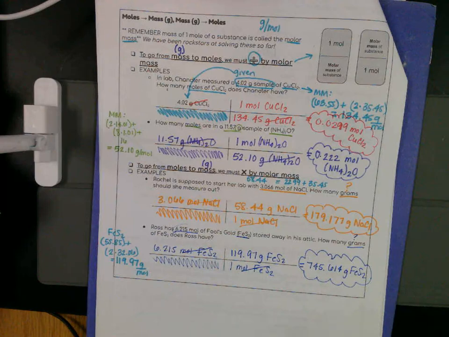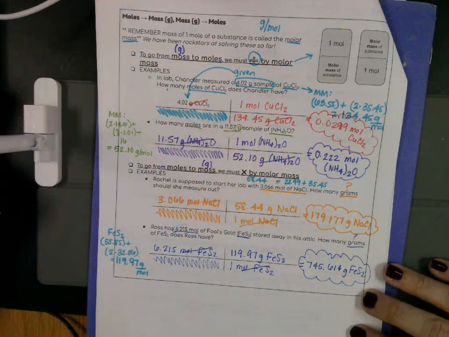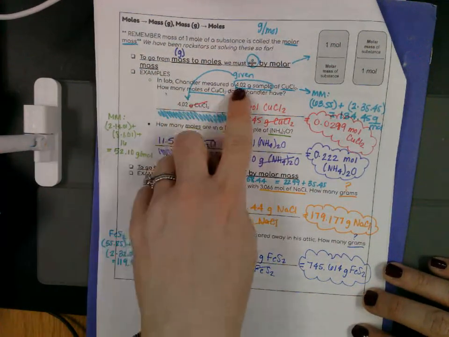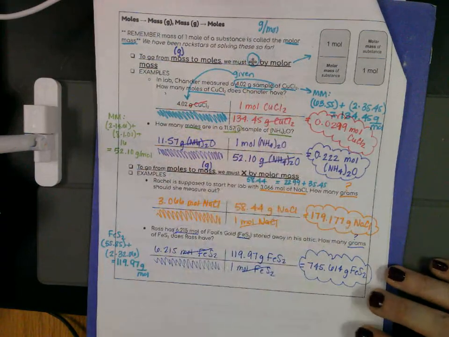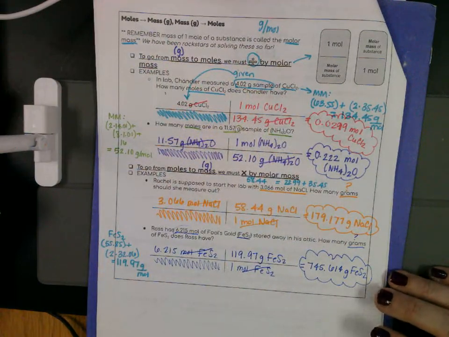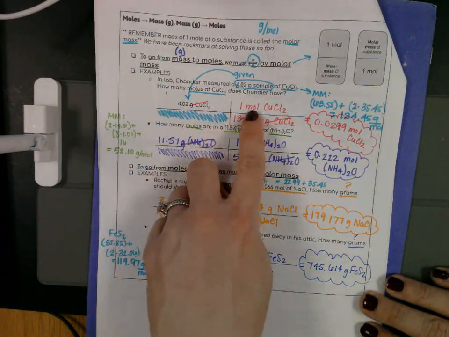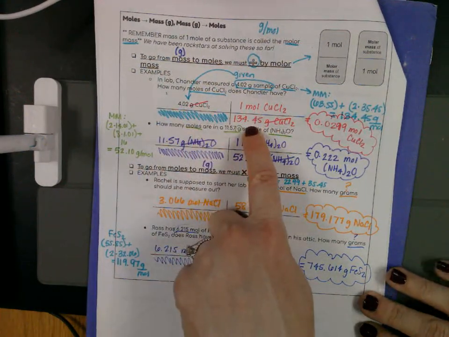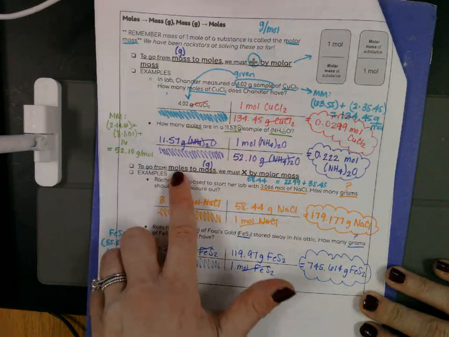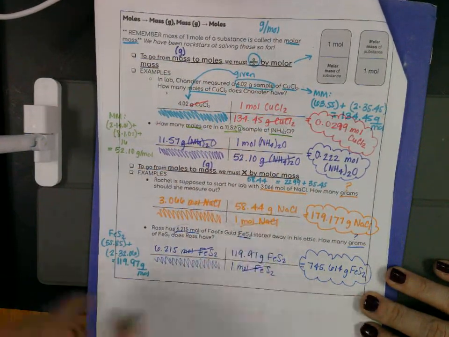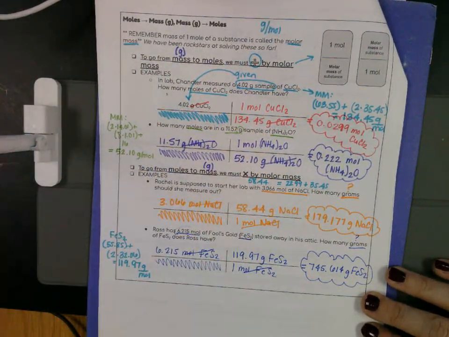Okay, so just a reminder here, anytime you have grams in the problem, you're going to have to solve for the molar mass of whatever the substance is. If you're going from grams to moles, I'm going to divide by that molar mass, so it should go on the bottom. If I'm going from moles to grams, I'm going to multiply by that molar mass, so it should go on top.